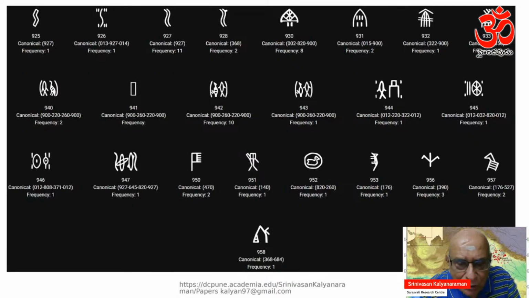Then 952 is remarkable. It shows very clearly a duck within a circle. Duck within a circle. Like a vartaka, a merchant. Vartaka. Duck. Vrittam. Vritti, profession. Merchant profession.